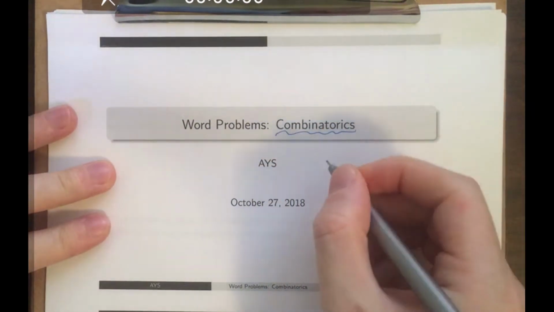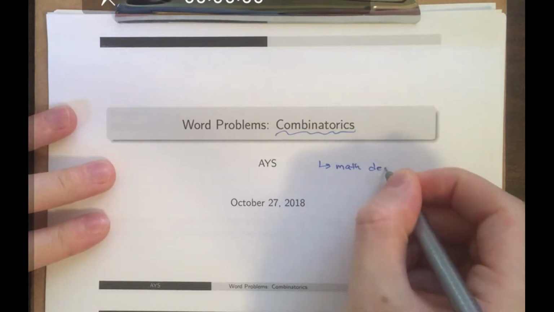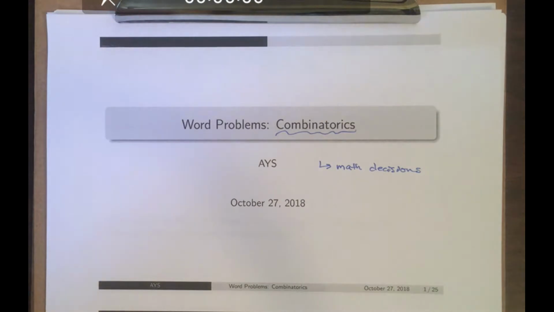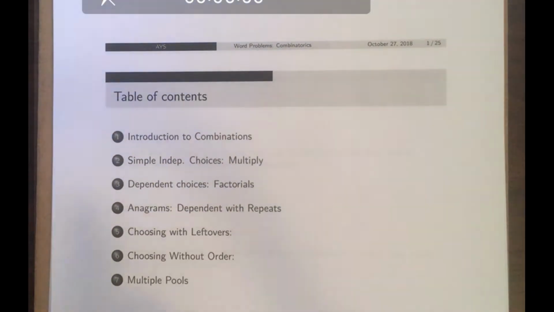And for the GRE, combinatorics just really means the math of decisions or choices. So inshallah, be patient with me. It's my first time doing this on a recording, but inshallah, it won't be too bad. So if we look at the table of contents, we're going to do some independent choices.